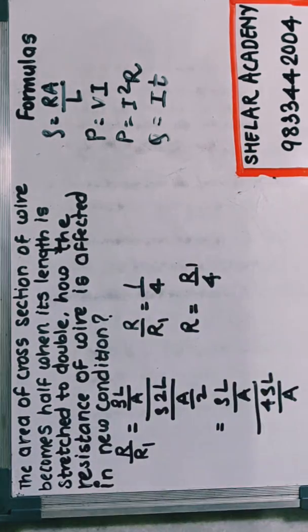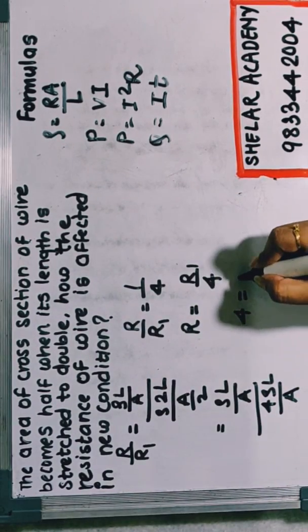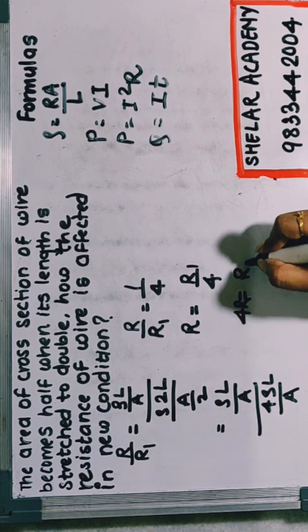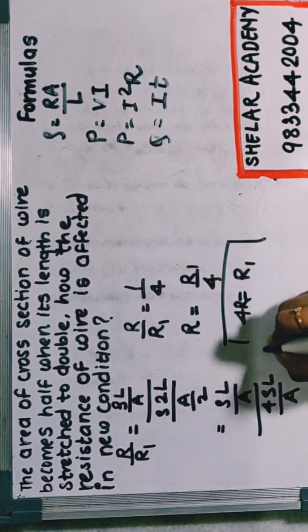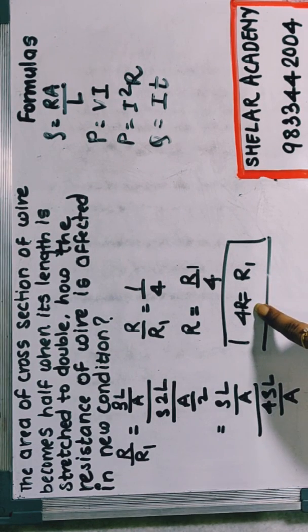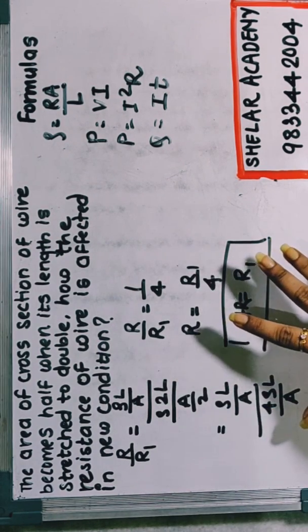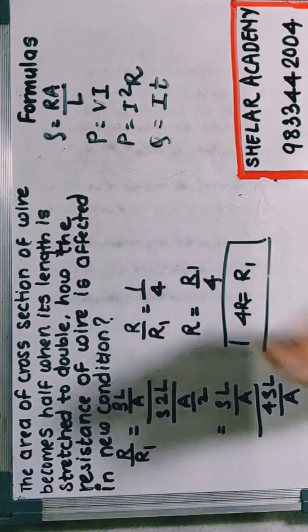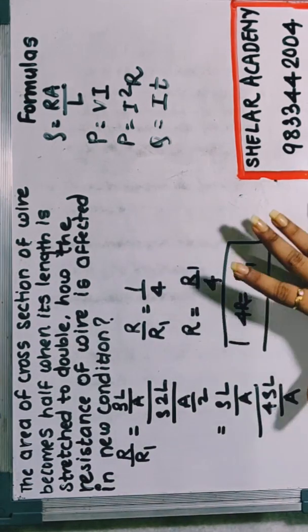The resistance increases 4 times after stretching the wire. So the new resistance is 4 times the original resistance, and by this we can conclude that the resistance increases 4 times when we stretch the wire.